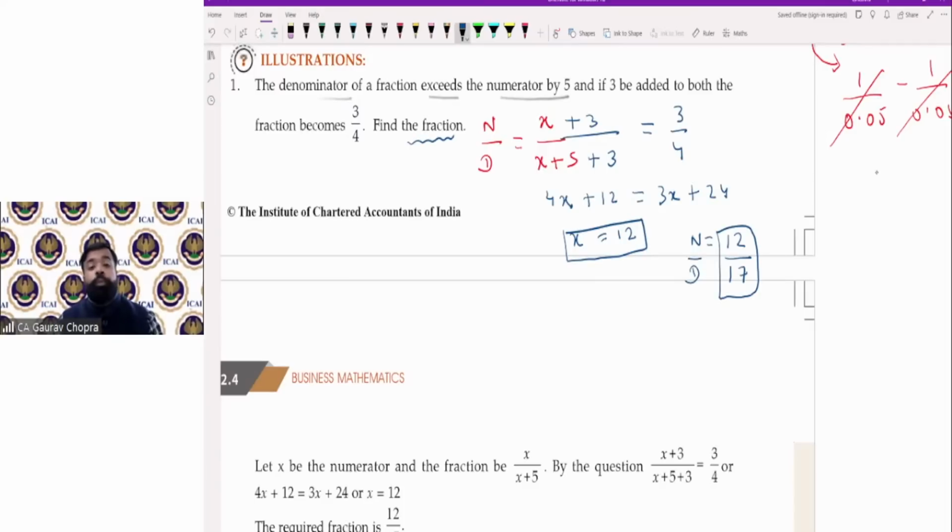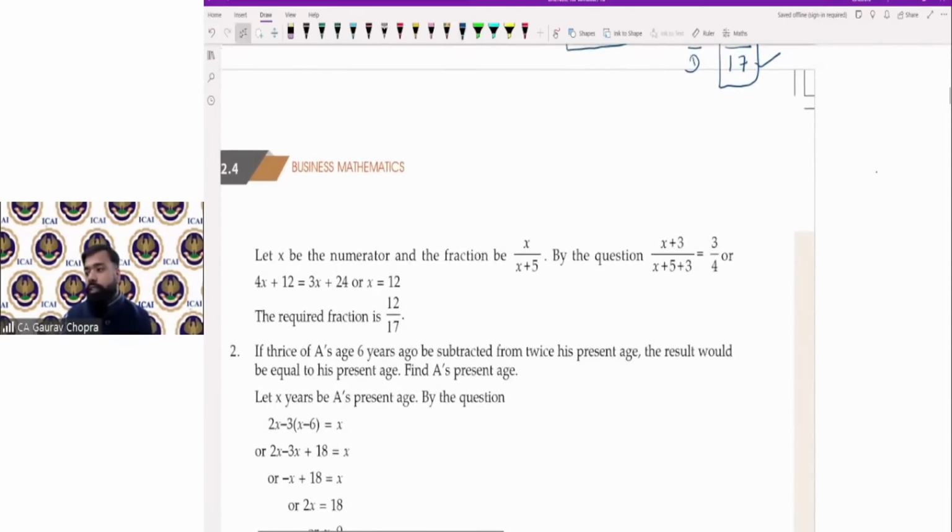3/4. तो हमने न्यूमरेटर एंड डिनोमिनेटर दोनों में कर दिया +3 अबव एंड +3 डाउन, एंड उसको इक्वेट किया कैसे? 3/4 से. ये करते हैं, क्या बन गई आपकी इक्वेशन, और इक्वेशन बनने के बाद x का रिजल्ट आ गया 12. सो इफ x इज 12, तो न्यूमरेटर इज 12 एंड डिनोमिनेटर कितना है? 12 plus 5 17. तो 12/17 becomes your answer. All right.